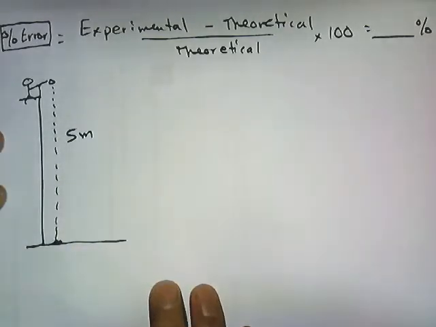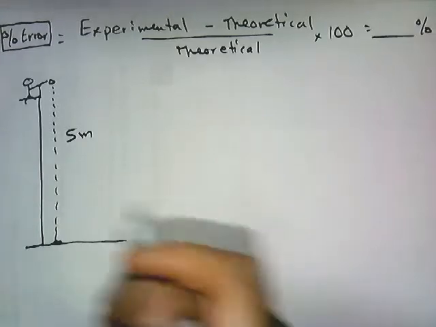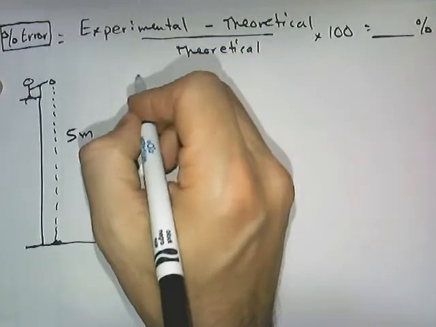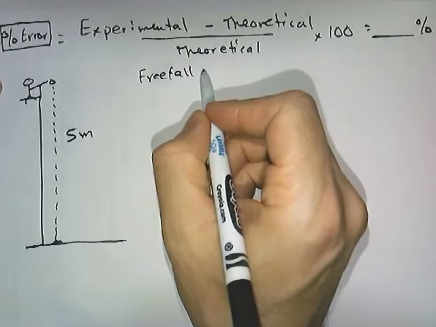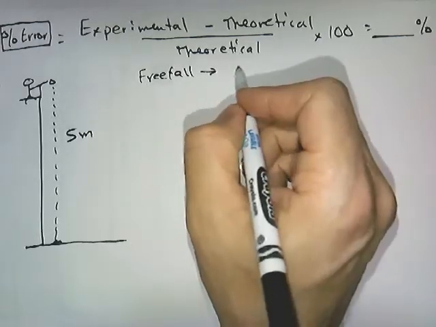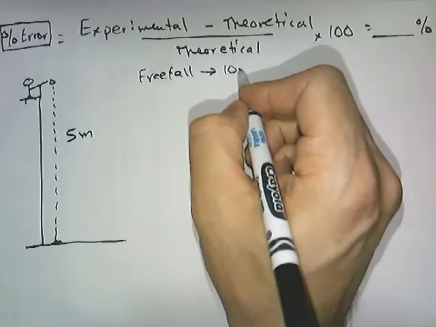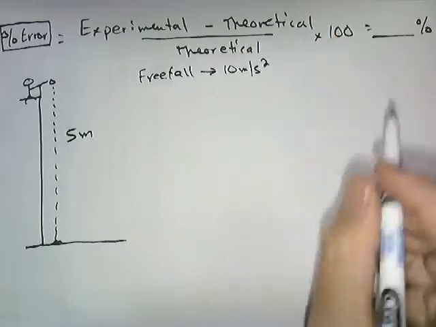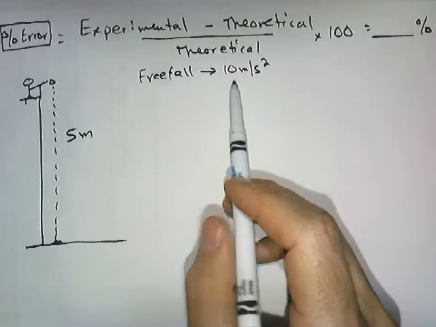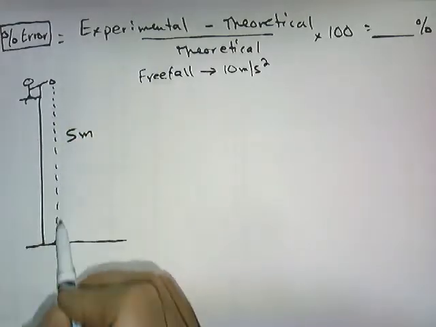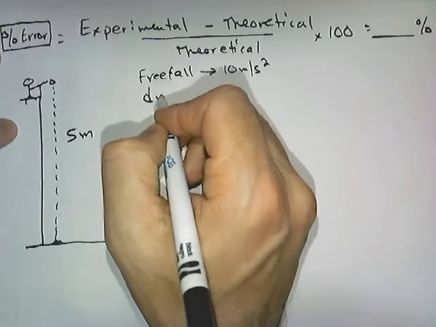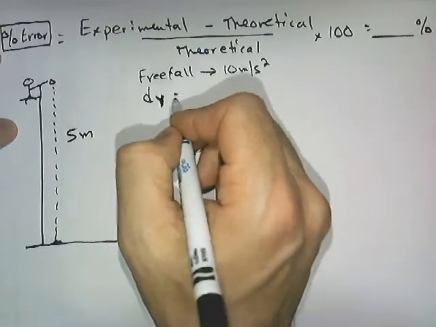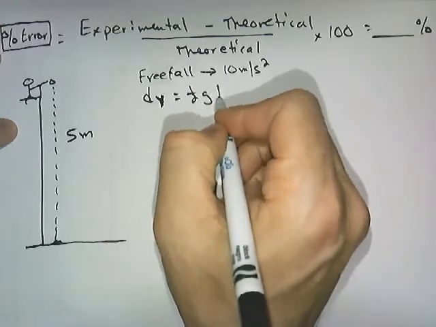So in class right now we're learning how to do calculations involving free fall. And we know that an object that is in free fall is being affected only by gravity, and it is accelerating towards the earth at 10 meters per second squared. So that means this ball that we dropped at exactly 5 meters, in theory, we can calculate the time it should take. So I've got d of y equals 1/2 g t squared.